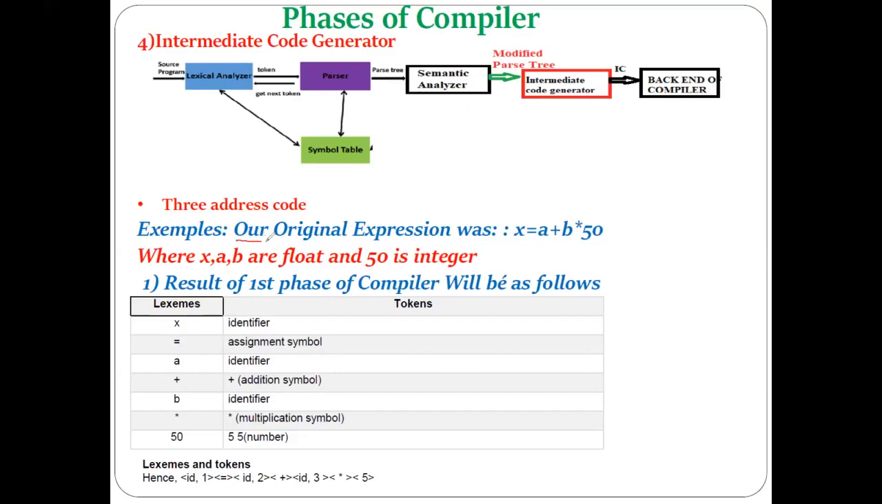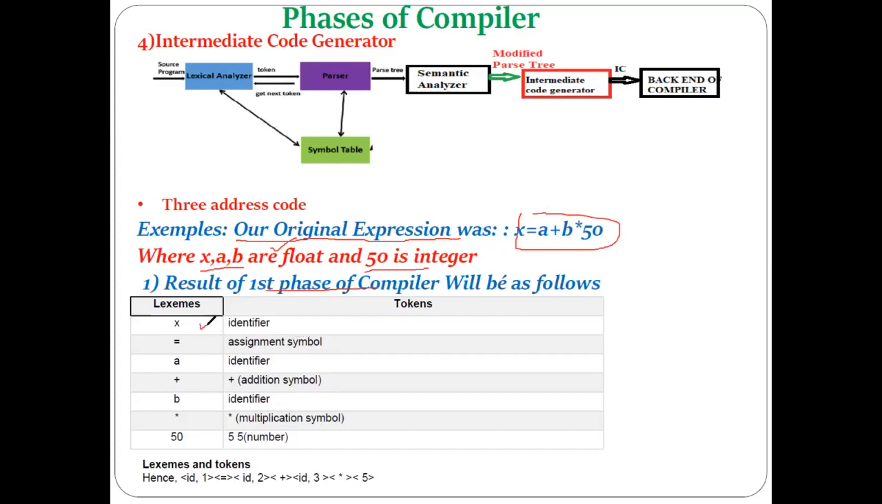So in the previous lecture, we were dealing with the expression, for example, x is equal to a plus b into 50, where x, a, b are the operands, and these are all considered as float, for example, and 50 is an integer here. Now, in the first phase of compiler, we have seen the result. So the first phase of compiler will do what? It will generate the different kinds of tokens, or recognition of tokens.